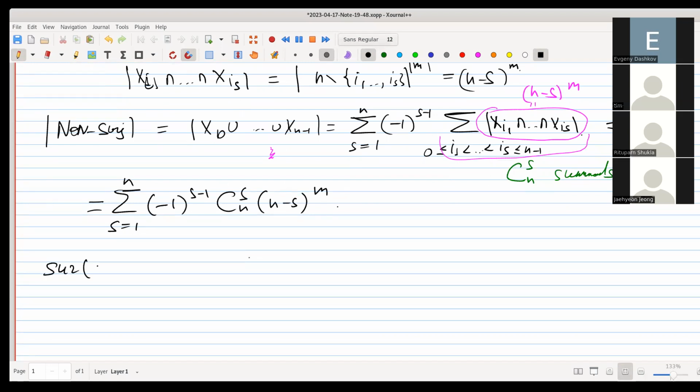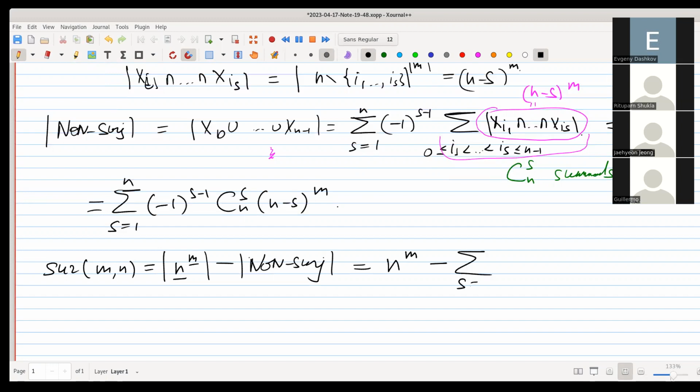But how many surjections do we have? It is just the total number of functions minus the number of such functions which are not surjections. Do you agree? It is n to the power m minus our sum. Is it clear?